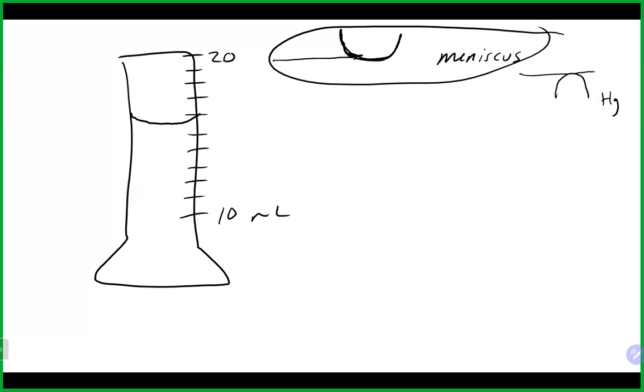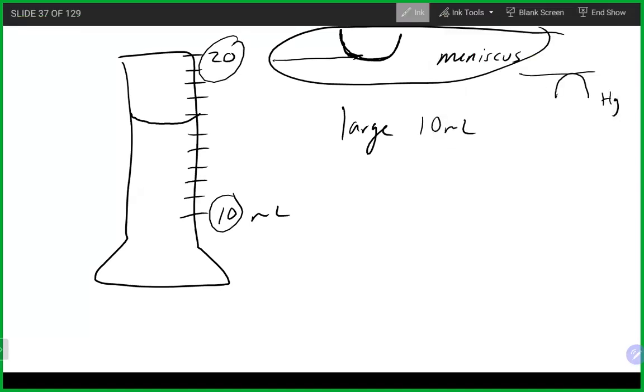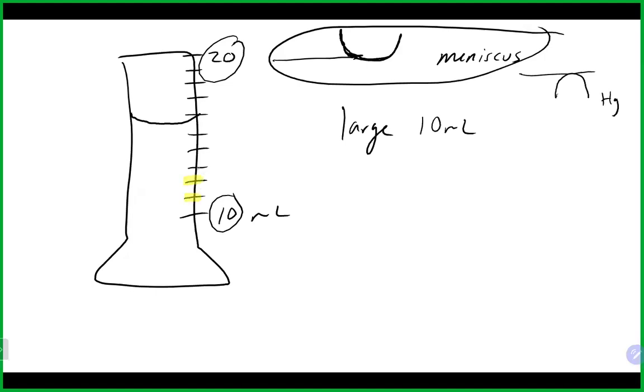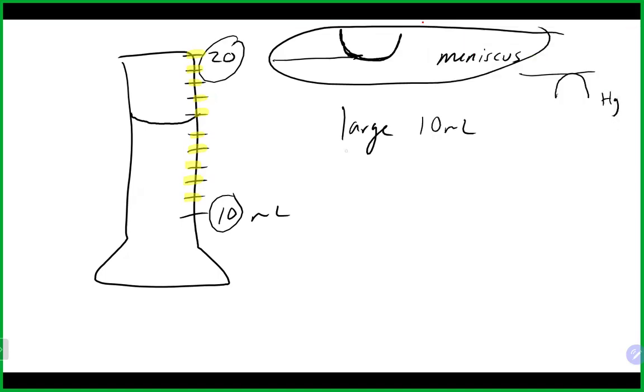So we want to do the same thing here. Our large markings, we have a 10 and a 20. That is 10 milliliters. Once again here, if we take a look and count our small markings, 1, 2, 3, 4, 5, 6, 7, 8, 9, and 10 markings. So we have 10 markings between 10 milliliters. That means each of our small markings is 10 divided by 10, 1 milliliter in this case.